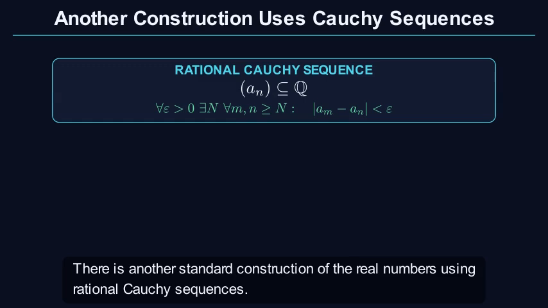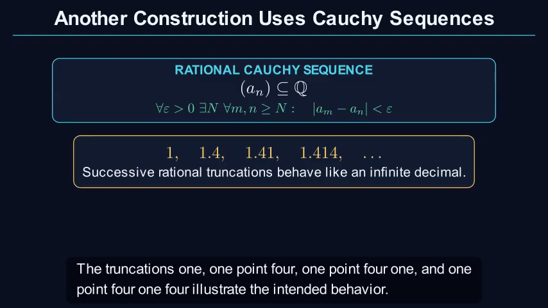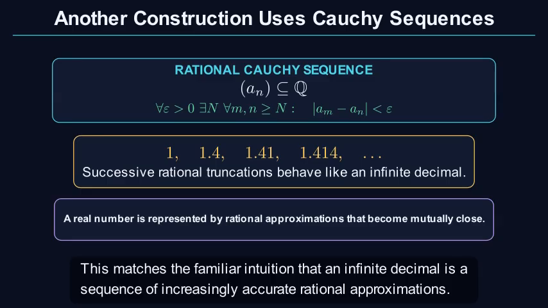There is another standard construction of the real numbers using rational Cauchy sequences. A rational sequence is Cauchy when, for every positive epsilon, all sufficiently late terms are within epsilon of each other. The truncations 1, 1.4, 1.41, and 1.414 illustrate the intended behavior. This matches the familiar intuition that an infinite decimal is a sequence of increasingly accurate rational approximations.